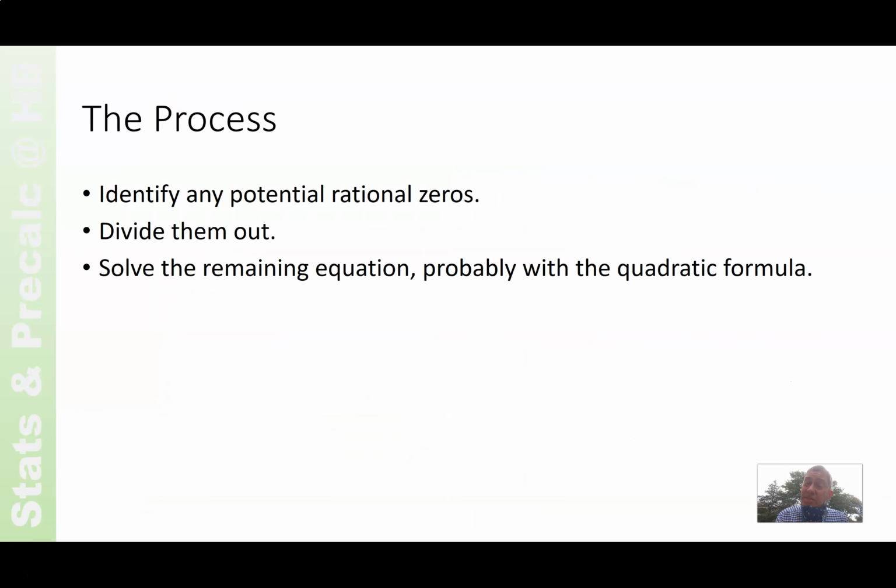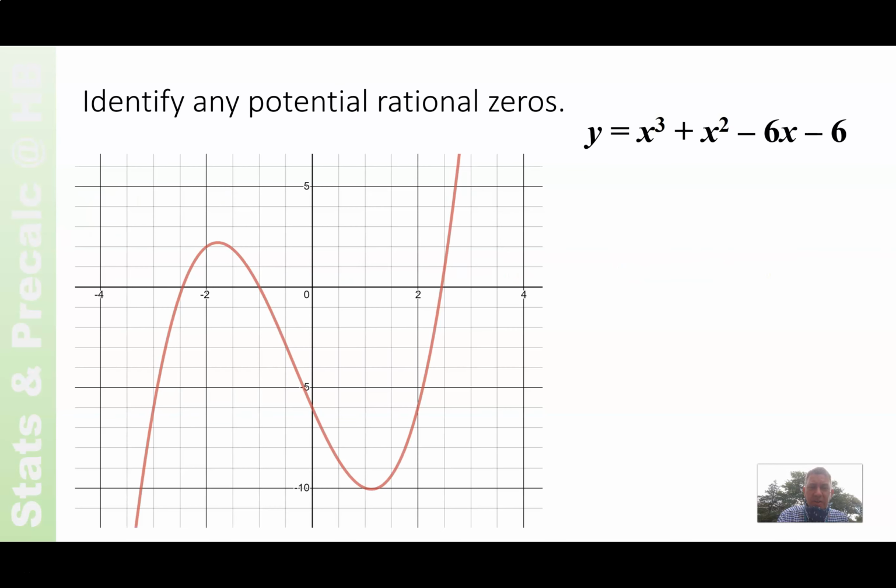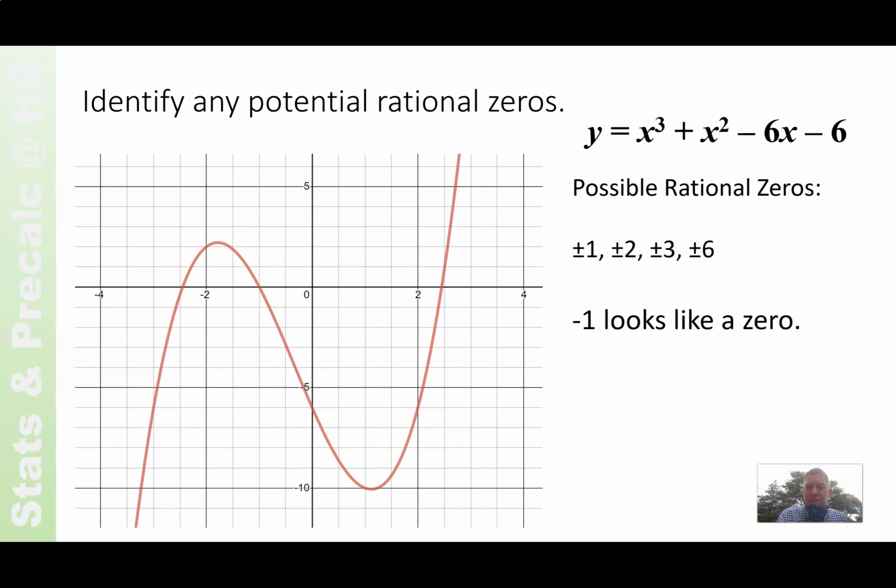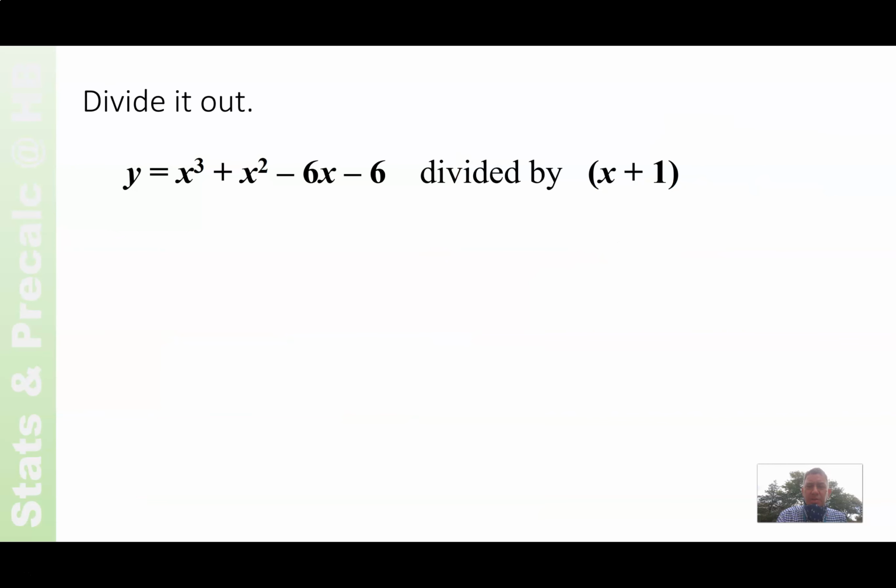The process: identify any potential irrational zeros and divide them out. Then we'll solve the remaining equation, probably with the quadratic formula. So, potential irrational zeros, we looked at that graph and we said it looks like, out of the possible list, -1 looks like a 0, so we're going to divide out a factor of x plus 1. So, I would do this by synthetic division because it's a nice x plus version. We'll divide it out. 1, 1, -6, -6.